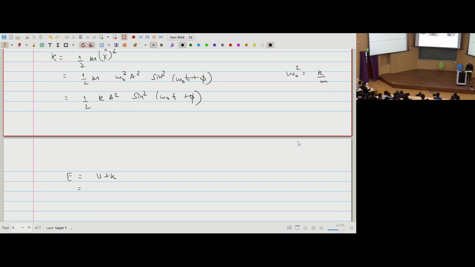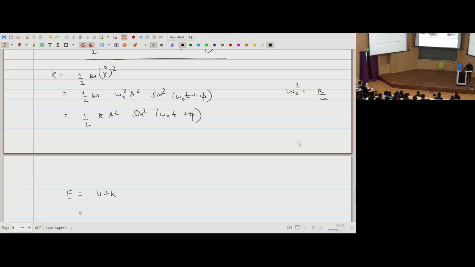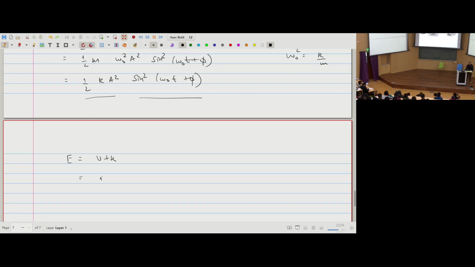Right. So total energy is U plus K, and U is half times k a squared times cos squared of this angle, and K is half times k a squared times sine squared of the angle. So if you add them, sine squared plus cos squared becomes 1. So this becomes half k a squared, which is constant because the only forces acting in this case are conservative forces.